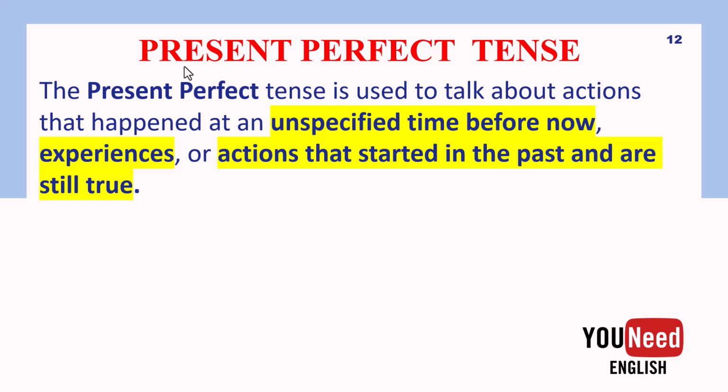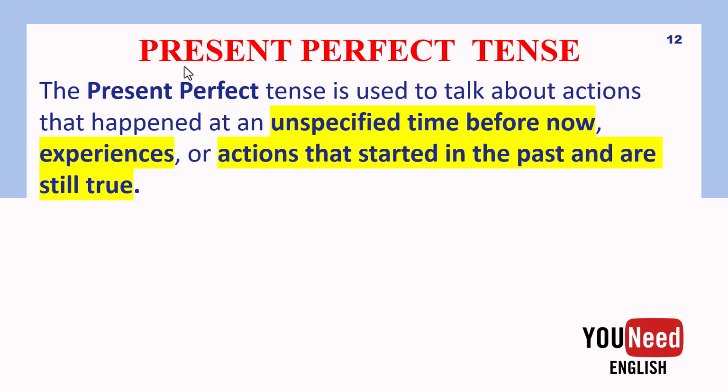In today's video, we're going to talk about another very important grammatical point, which is the present perfect tense. So first of all, let's start with the present perfect tense's definition. The present perfect tense is used to talk about actions that happened at an unspecified time before now. It means at an unclear time in the past. Experiences or actions that started in the past and are still true.